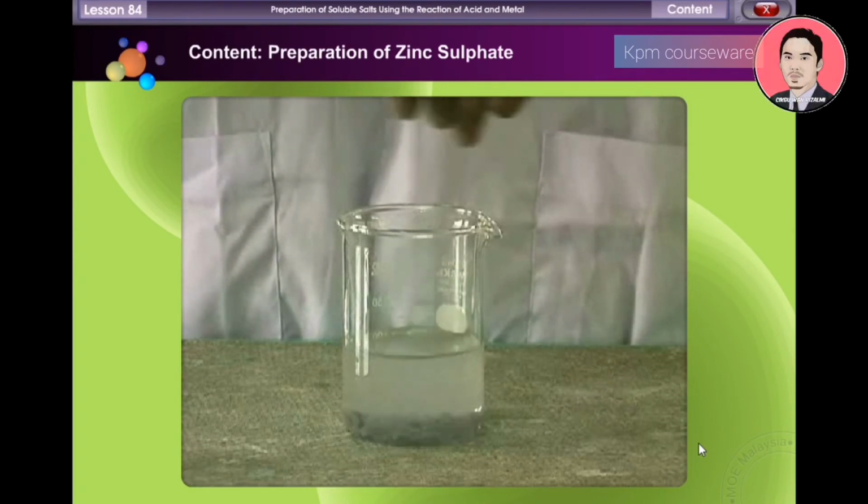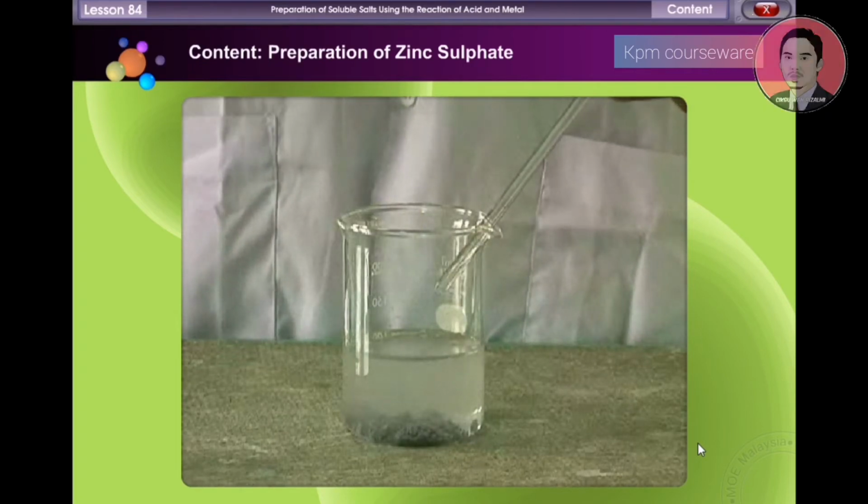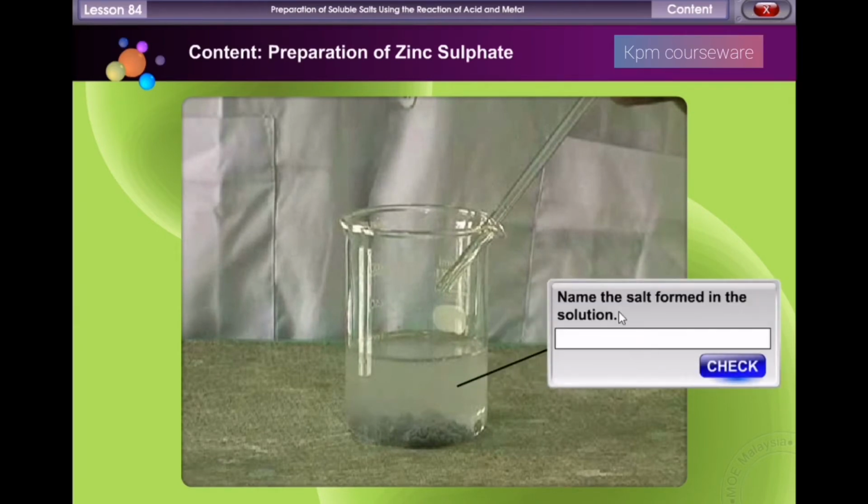Stir with a glass rod until the zinc powder can no longer dissolve in the acid. When zinc has completely reacted with sulfuric acid, can you name the soluble salt that is formed in the solution? Key in your answer in the box. Click on the check button when you have finished. Incorrect. Please try again.